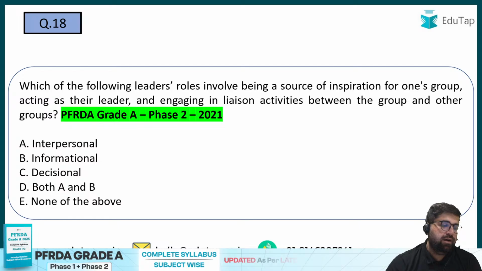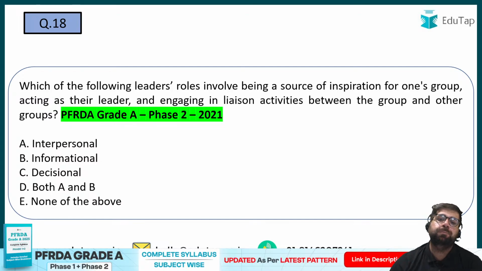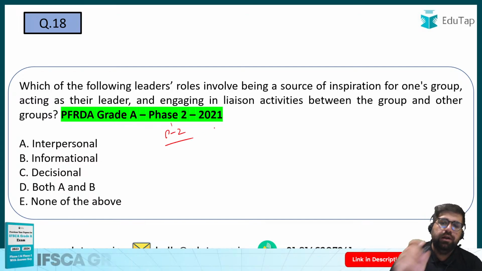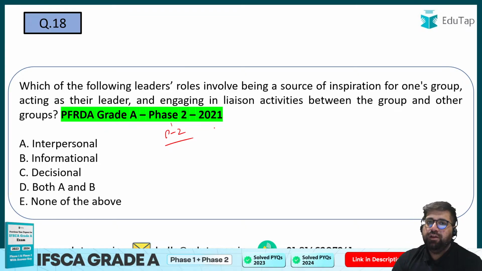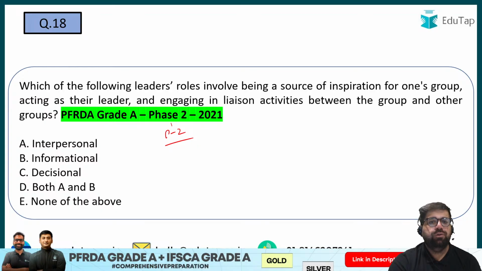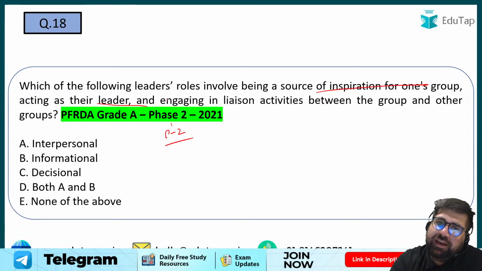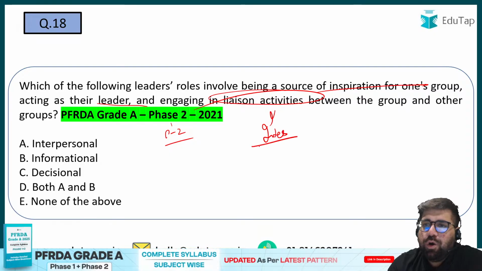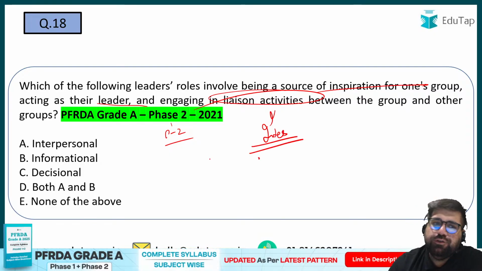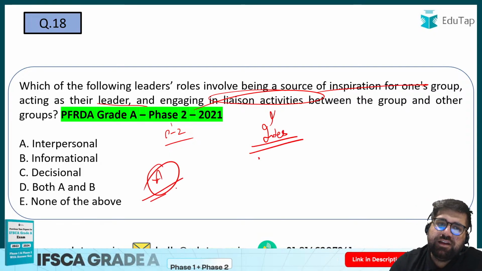Now this is a Phase 2 Paper 2 of 2021. Which of the following leaders' roles involves being a source of information for one group, acting as their leader, engaging in licensing? Now they have clearly written source of inspiration, leader, licensing. All this comes in your interpersonal, right? All this comes in your interpersonal. So the correct answer will be option number A itself.